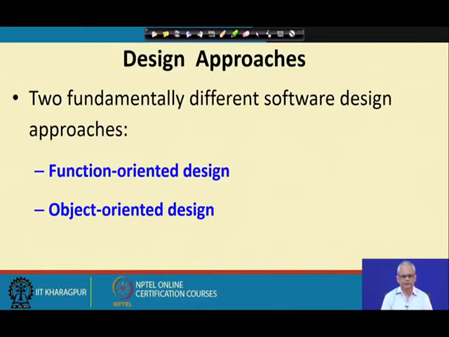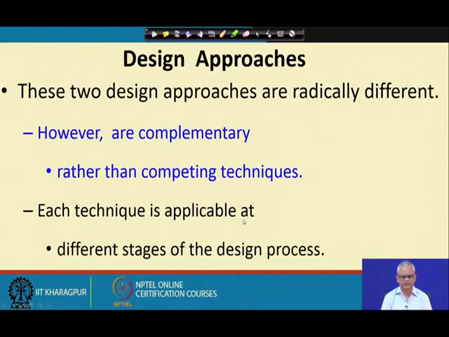We will look at two approaches, the function oriented design and object oriented design, to arrive at a good design structure. But before we look at the nitty-gritty of these two design techniques, let us have some very overall understanding of what is involved in function oriented design and object oriented design. These two design techniques, even though popularly they are believed to be competing approaches, are not really.